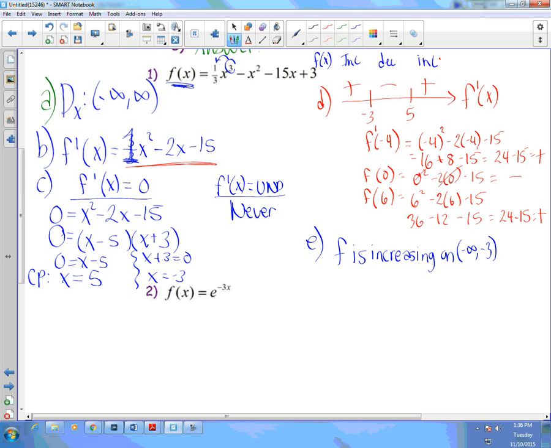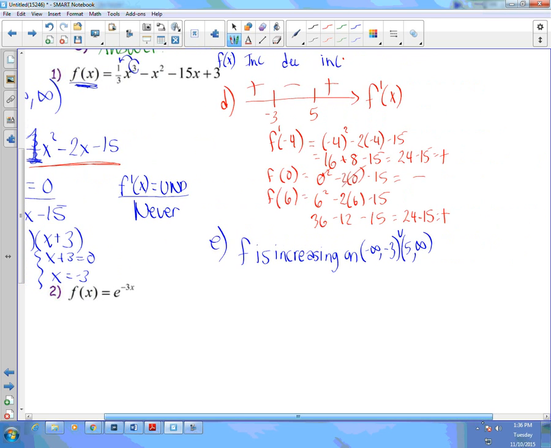What's happening at the max? Is it increasing or decreasing when it's at the max? It's still moving, but at the max, is it increasing or decreasing? Neither. So that's a trick question. So we're not going to close the bracket, we're going to use a parenthesis. Okay? And there's another section, right? From 5 to positive infinity.